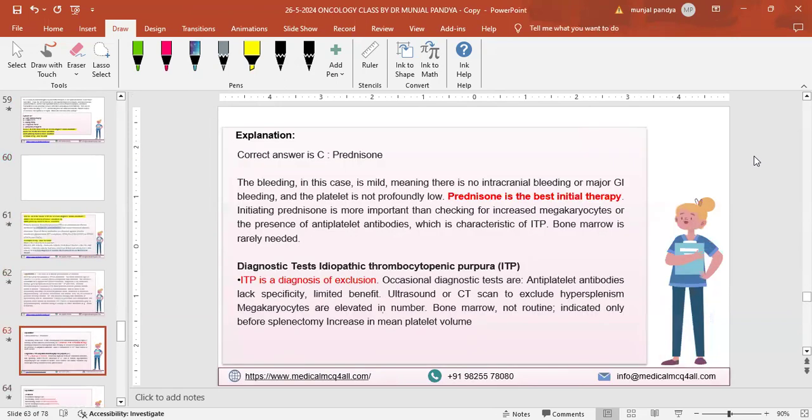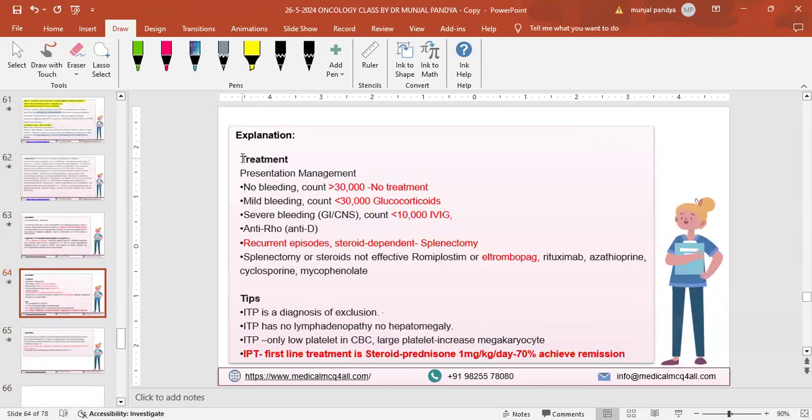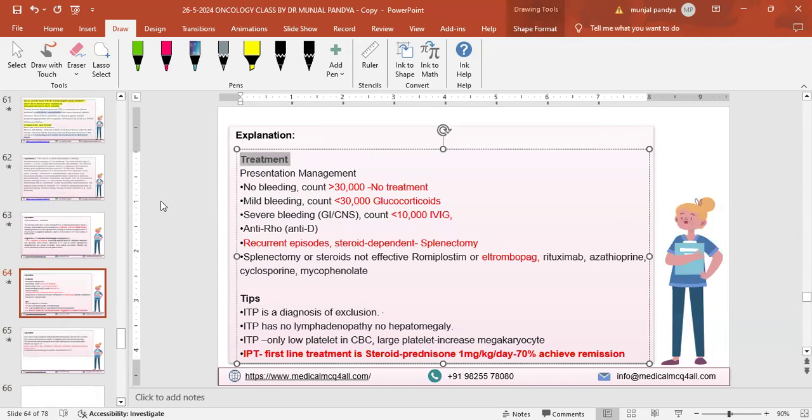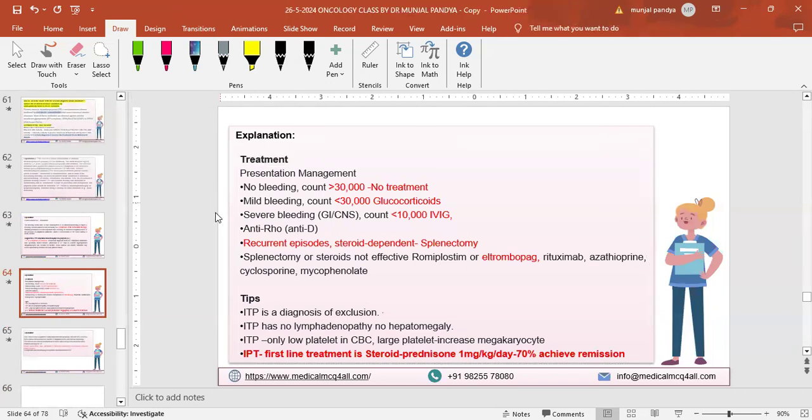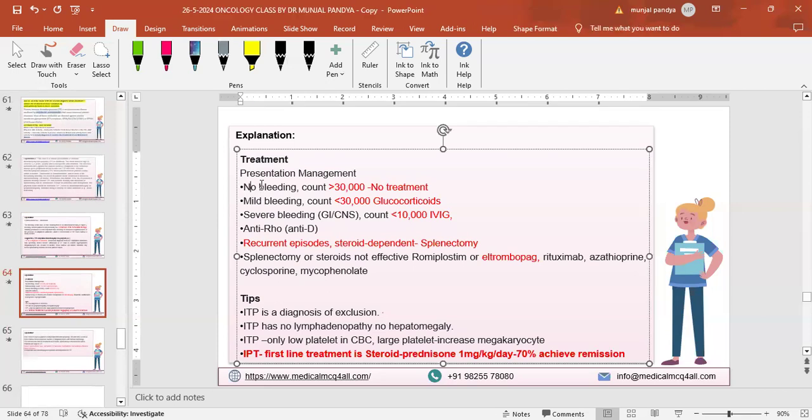That's it. This is the treatment part, very important. Many a times they ask in the exam. If there is no bleeding with low platelet, when there is more than 30,000 platelet and no bleeding, don't treat, no treatment. Mild bleeding and less than 30,000 platelet, glucocorticoid or steroid. So steroid is the treatment of choice.